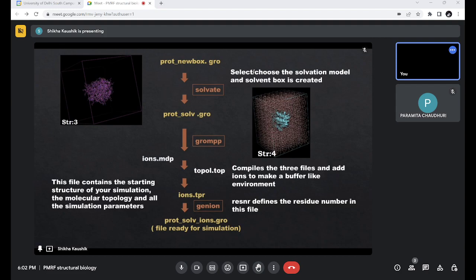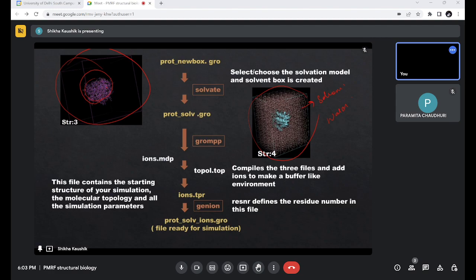Then moving ahead, when you have provided a boundary and your protein is exactly at the center, you will choose a solvation model or a solvent box to create your solvent. So first you place your protein in the center, and then you give the instruction for the solvent. For example, if you have water as a solvent, you can add water. Now if you could see, the structure contains water molecules and your protein is inside that.